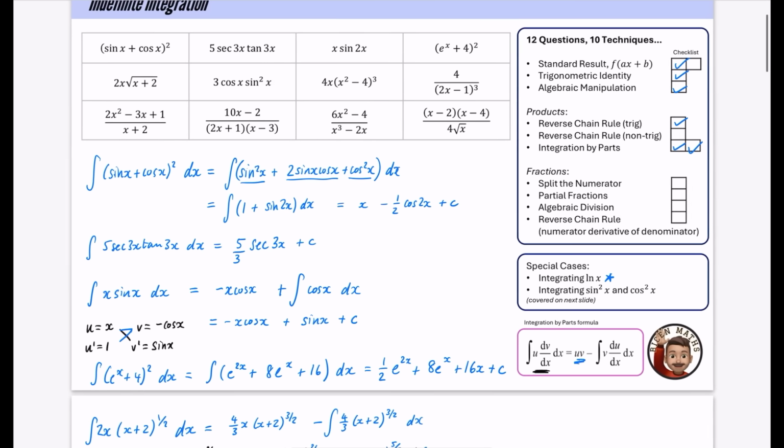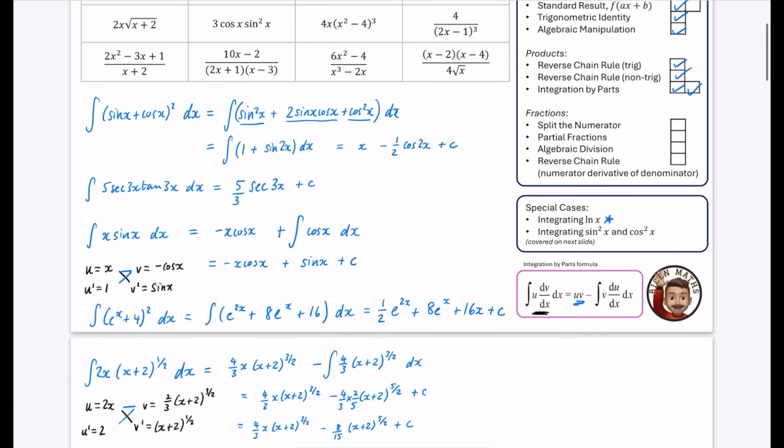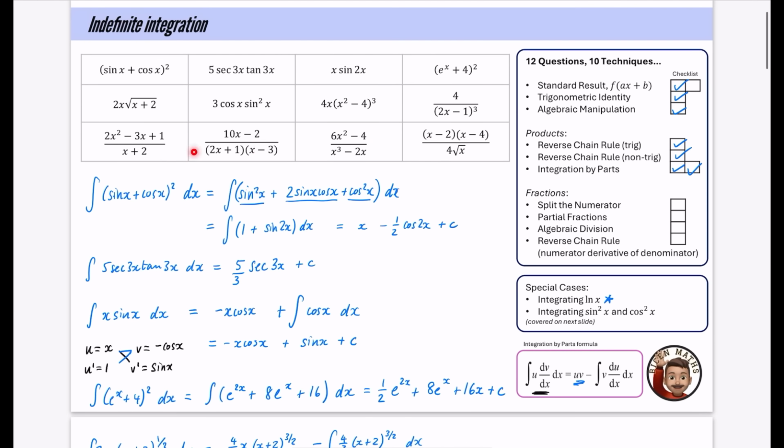Okay, so have I ticked that one off? Reverse chain rule, non-trig. We are now coming to our last few. So we've got the fractional ones here that are either going to be these four, and one of them is a standard result. So we have 4 over (2x minus 1) cubed.